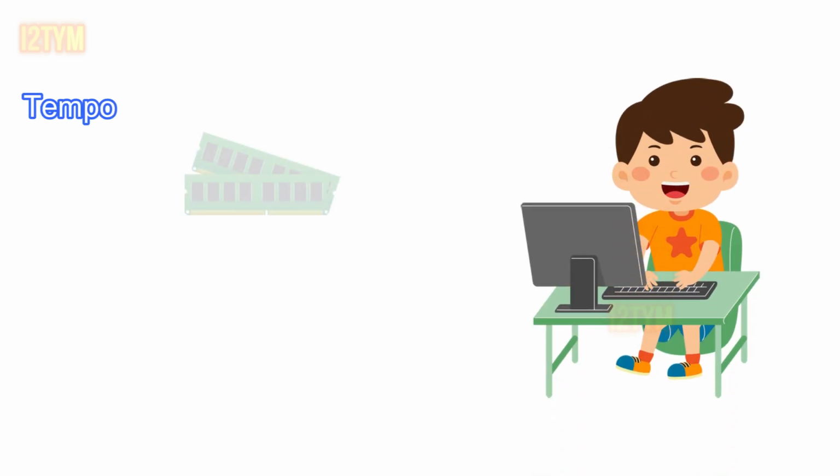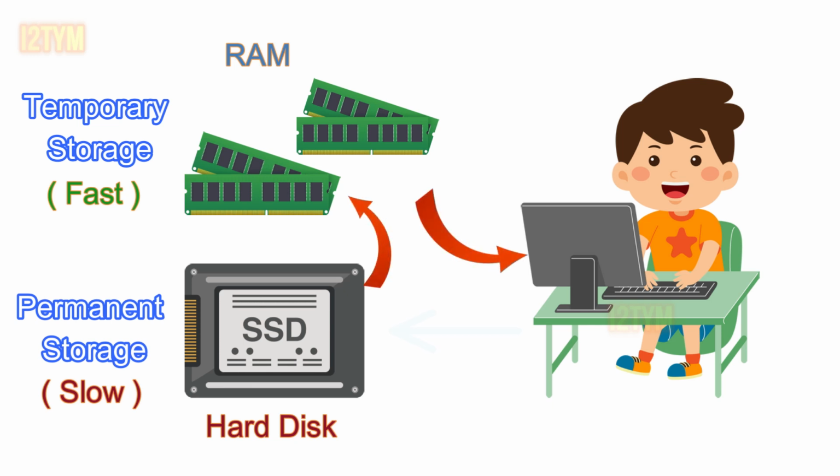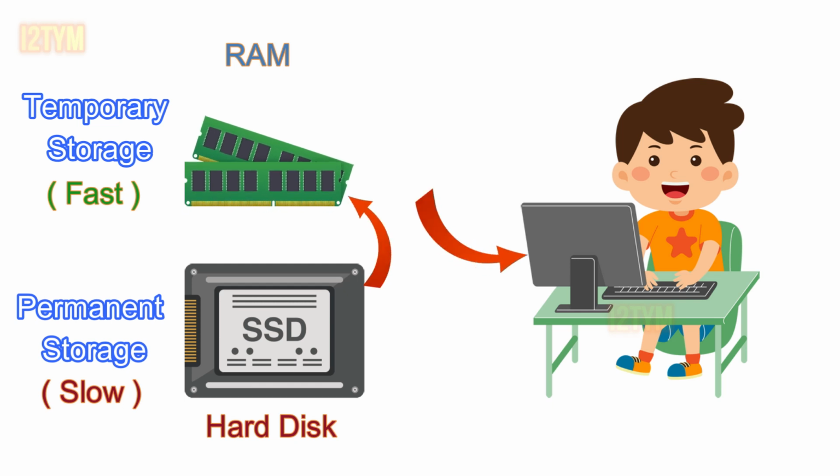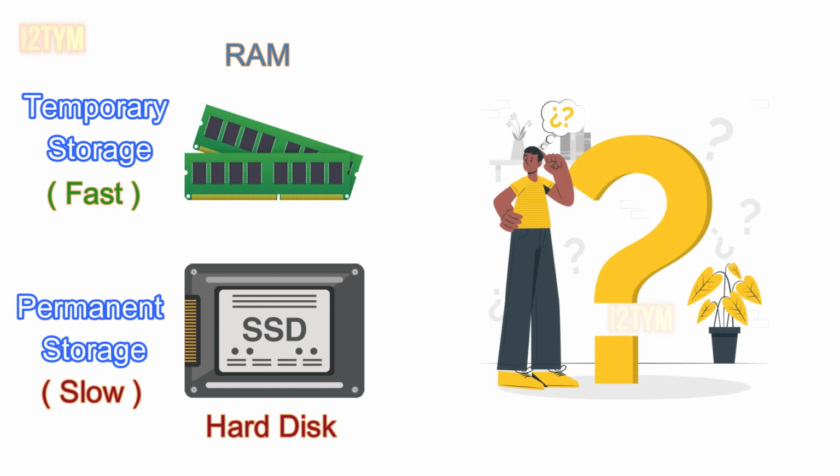In the computer world, the same thing happens with RAM. If your computer has plenty of RAM, it can keep many programs and files on the counter ready for quick access, making everything faster and smoother. But if your RAM is limited, the computer has to keep going back to the slower storage, the fridge, which makes things sluggish. Now, why is RAM temporary?